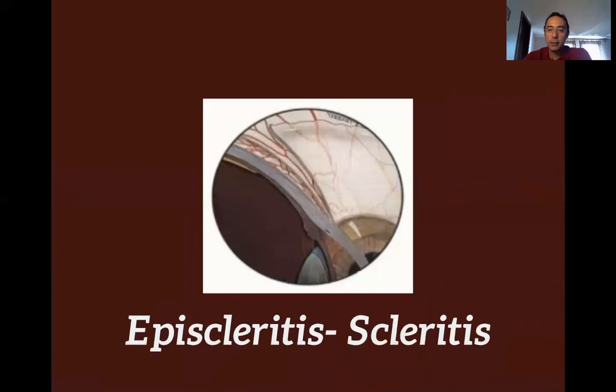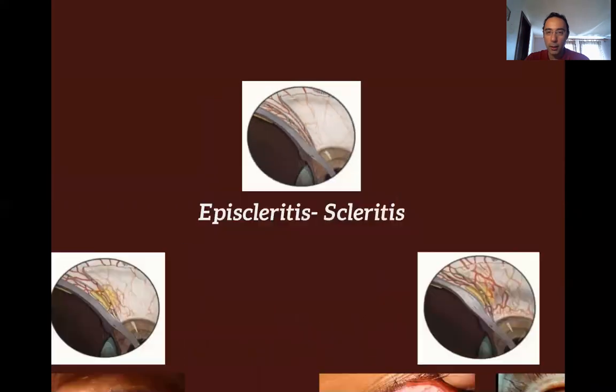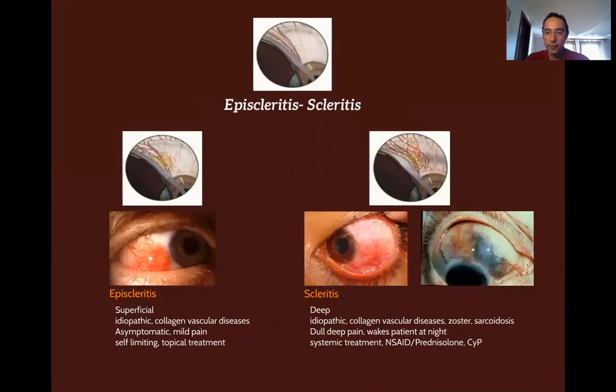The next entity is a combined entity, which is called episcleritis and scleritis, the inflammation of the sclera and adjacent tissues. So we're going to look at these together because scleritis is some sort of a severe form of episcleritis. Episcleritis is more superficial. It's usually idiopathic, and the pain is really mild.